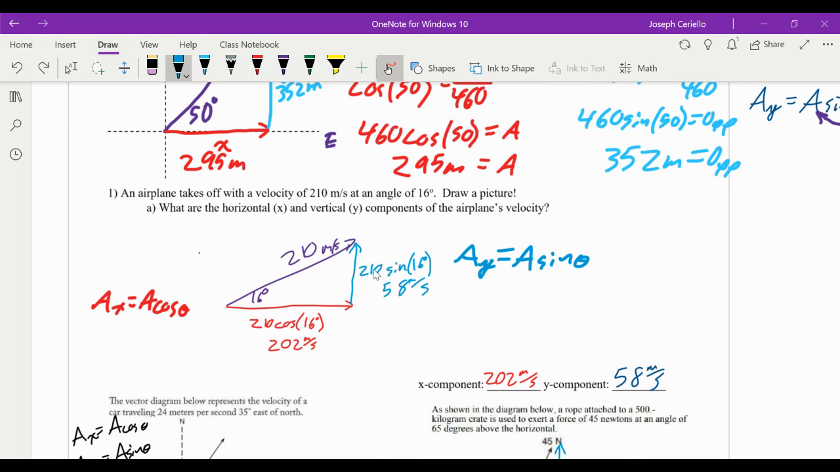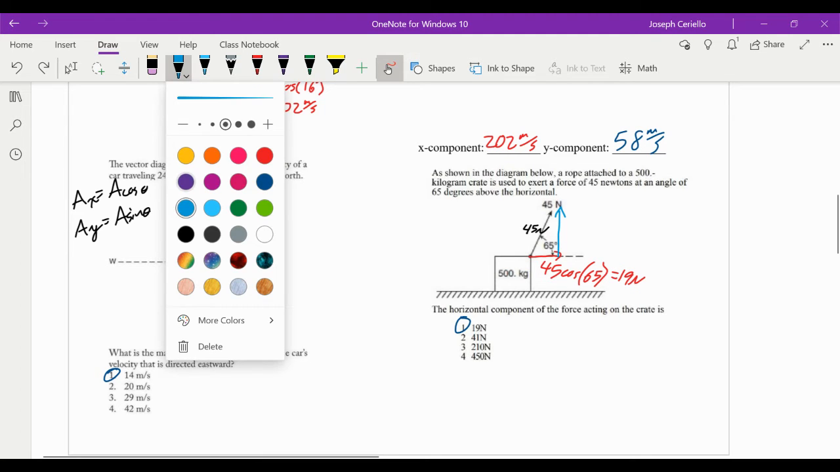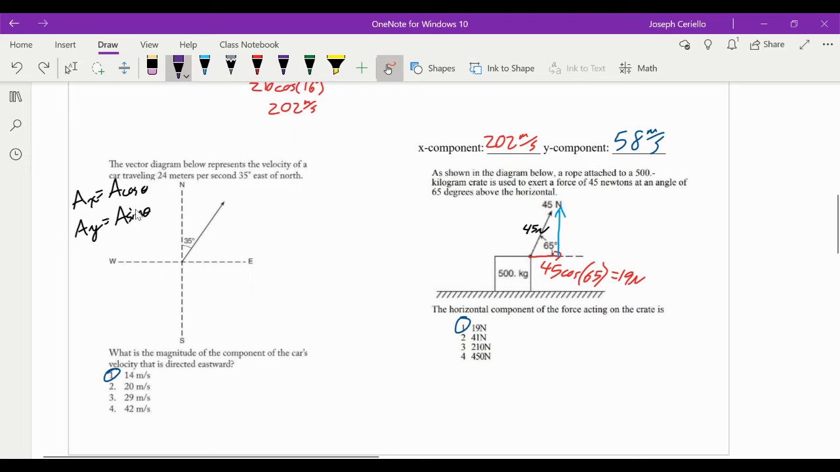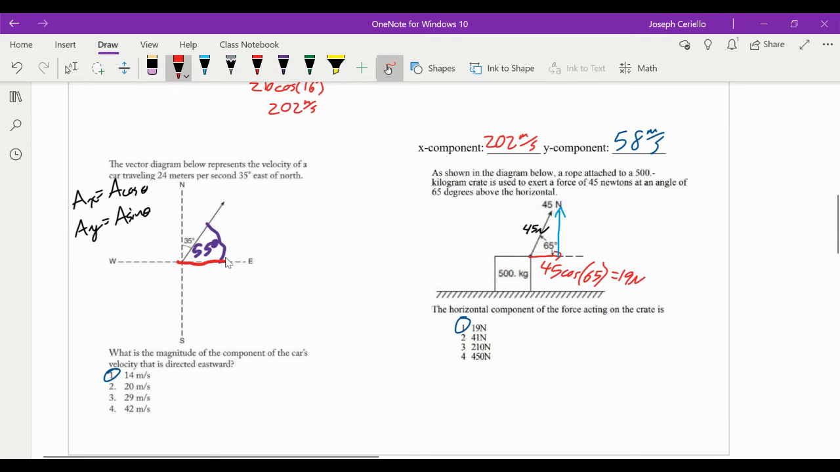Okay. Now, this is a great example, this bottom left one, of a case where you are not given an angle with respect to the positive x-axis. So if you want to use AX or AY, you have to make sure you find this angle here, which is 55, just 90 minus 35. And you want to find the magnitude of the velocity eastward. Okay, so let's draw our picture. So we have the east component. Let's just draw the other component, the north component as well.